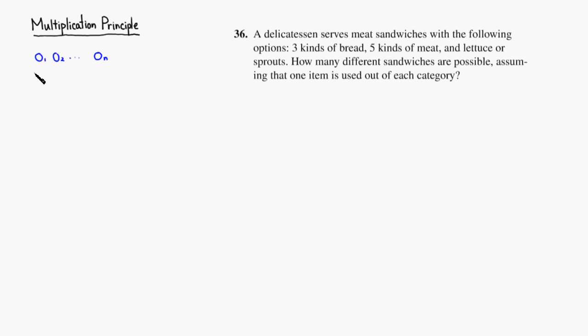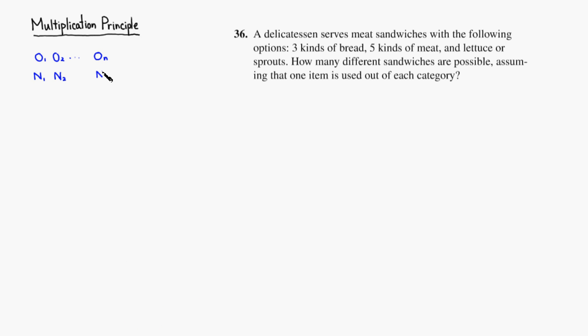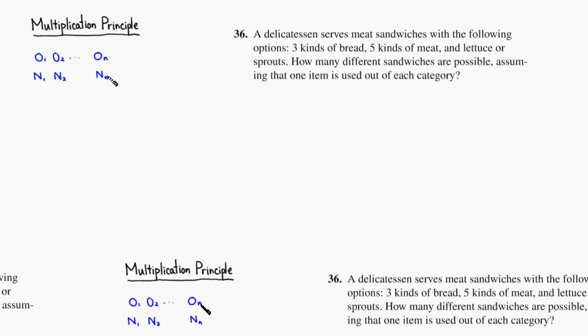So the number of outcomes for operation 1, I'm going to call it N1. And the number of outcomes in operation 2, I'm going to call it N2. And all the way to the number of outcomes in operation n is Nn.